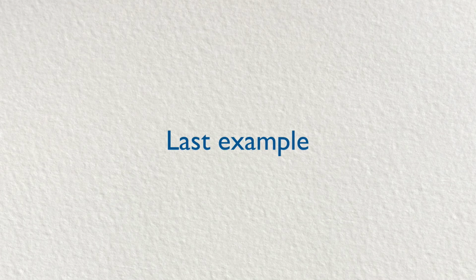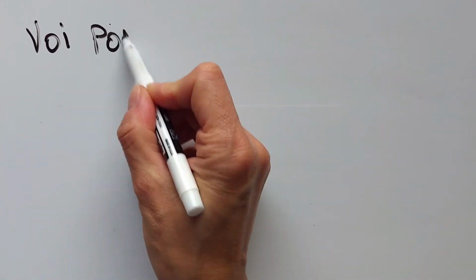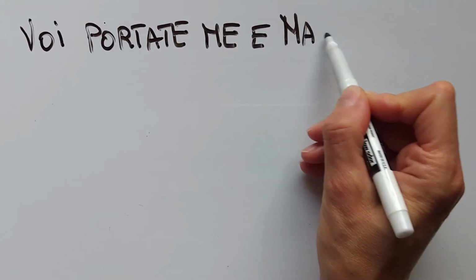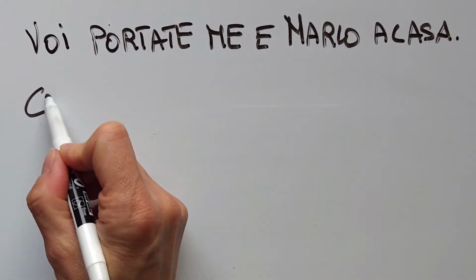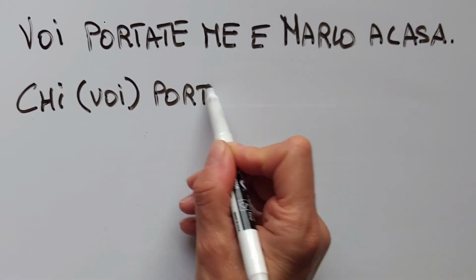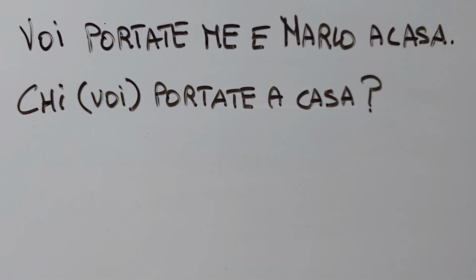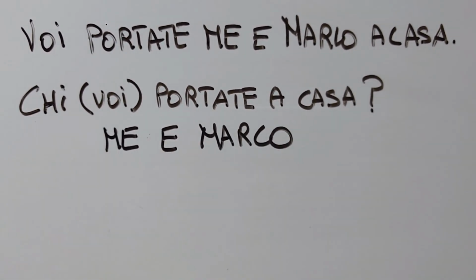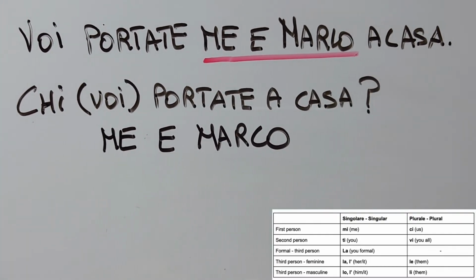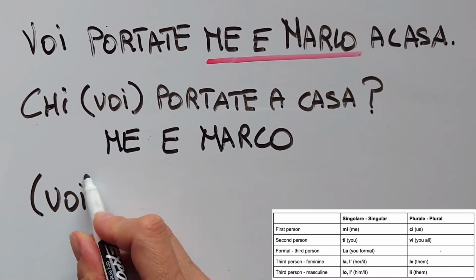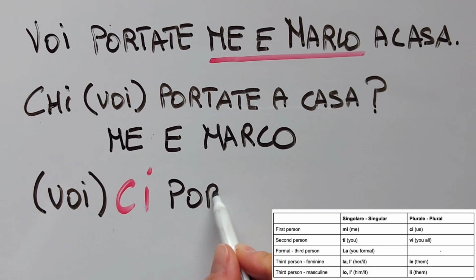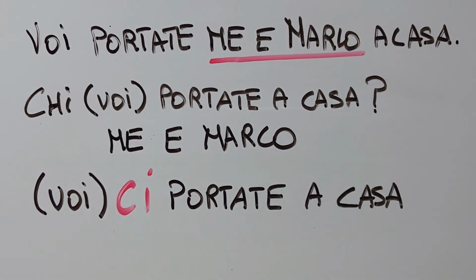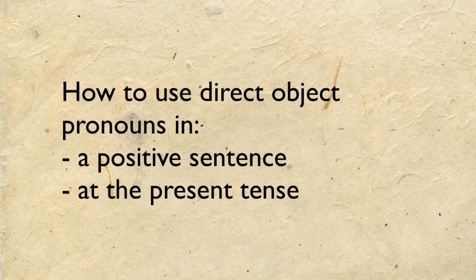Another example. Voi portate me e Marco a casa. You take Marco and me home. Chi portate a casa? Who do you take home? Me and Marco. Me e Marco. Ci portate a casa. You take us home. In this video, we showed you how to use direct object pronouns in a positive sentence at the present tense.